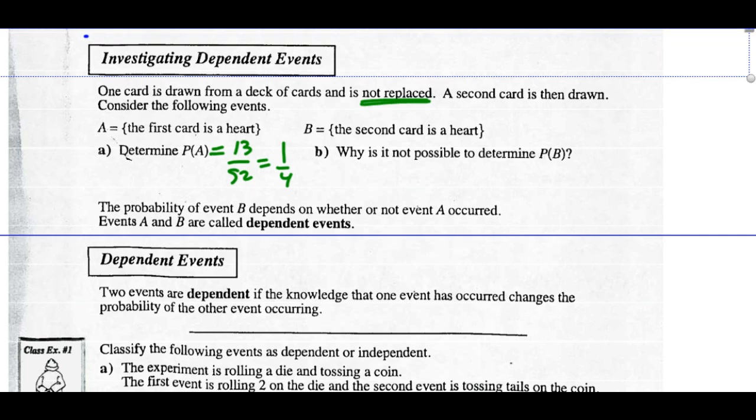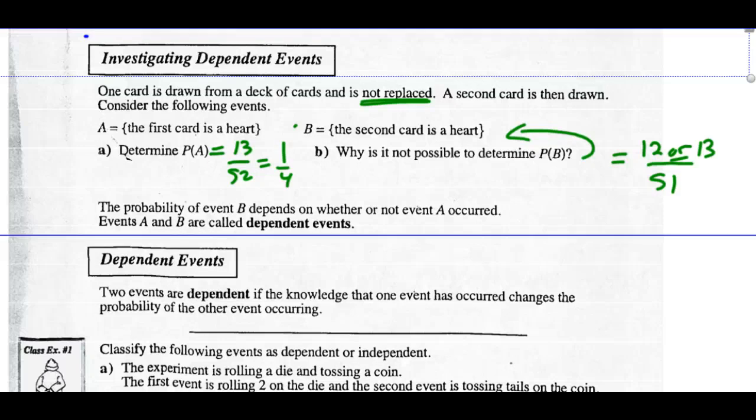Why is it not possible to determine the probability of event B? Well, the first card could be a heart, or it might not be a heart. Depending on whether a heart's drawn or not, will determine whether the second card drawn will have 12 hearts to choose from or 13. We know the denominator will be 51 cards because one card is drawn, but we're not sure if this is going to be 12 or 13 up here because we're not sure if the first card drawn was a heart. So it depends on what happens with the first card.